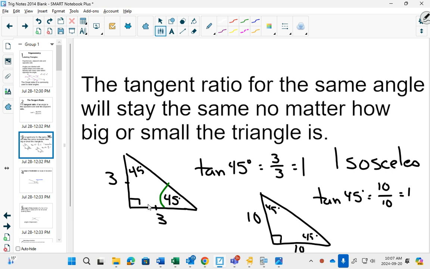And this is the big thing in trigonometry that makes trigonometry so powerful. Mathematicians have discovered that when you make a triangle and you measure an angle, the ratio of the opposite over the adjacent never changes. So I'm going to show you another example of what that means.